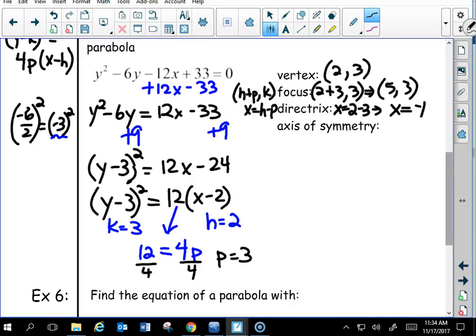And the axis of symmetry is at y equals k. So y equals 3. Done.